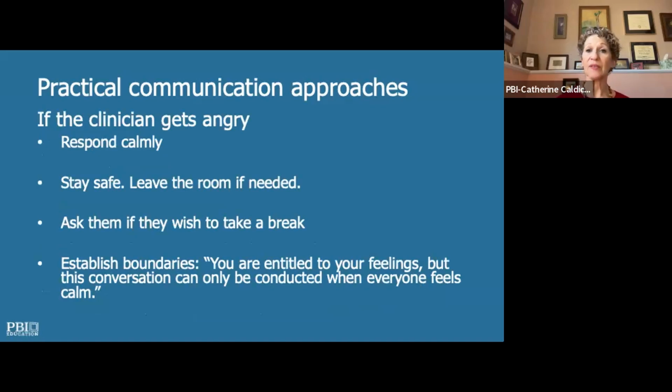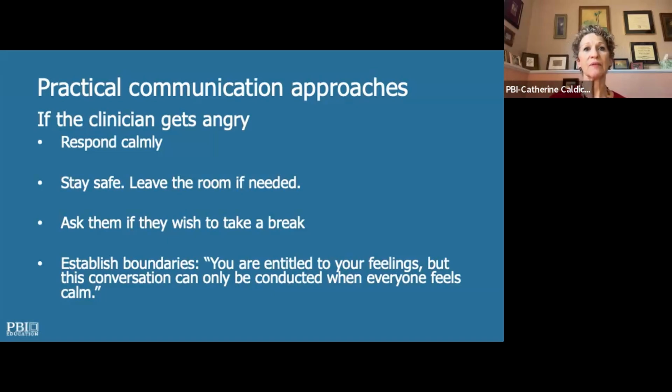Establish boundaries. You could say something like, you are entitled to your feelings, but this conversation can only be conducted when everyone feels calm. And notice here it says everyone feels calm. It doesn't say when you feel calm, because you don't want them to feel like you're pointing a finger at them. You want them to realize that you need to stay calm too, that you're in this together.